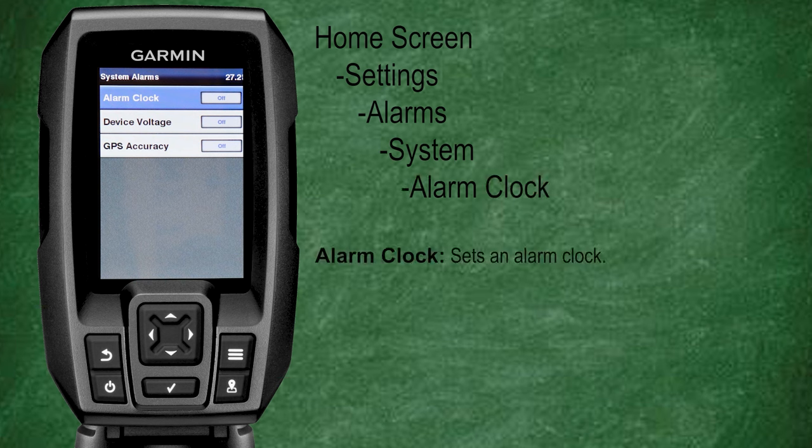You can set the desired time, just like an alarm, and your fish finder will act as an alarm clock and notify you at that time. The device voltage is an important alarm, and I recommend turning it on. You definitely want to know if your battery voltage has dropped to an unsafe level.